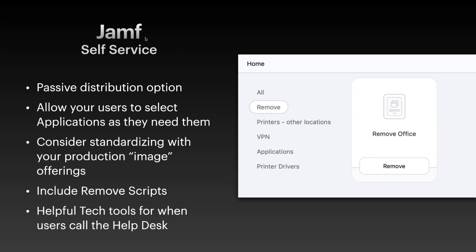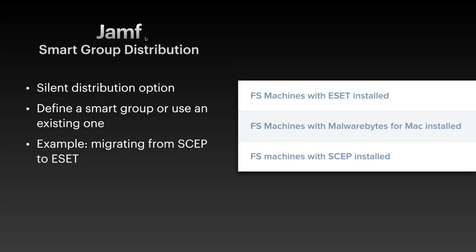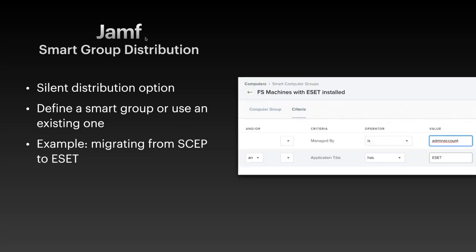Jamf Smart Group distribution is what we like to consider a silent distribution option. So we define our smart groups, computers enter, exit them. So here's an example where we needed to migrate from SCEP to ESET. We knew exactly what machines had ESET installed. We knew what machines had SCEP installed. When we created the smart groups, we then created a policy.